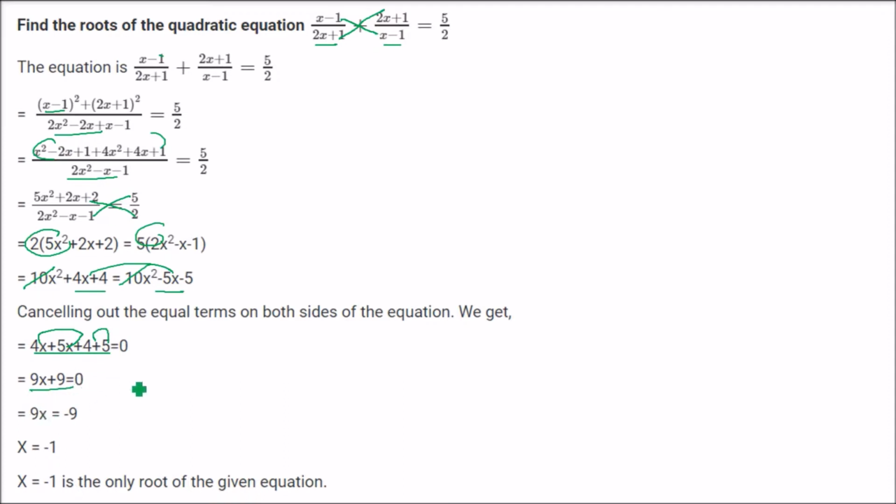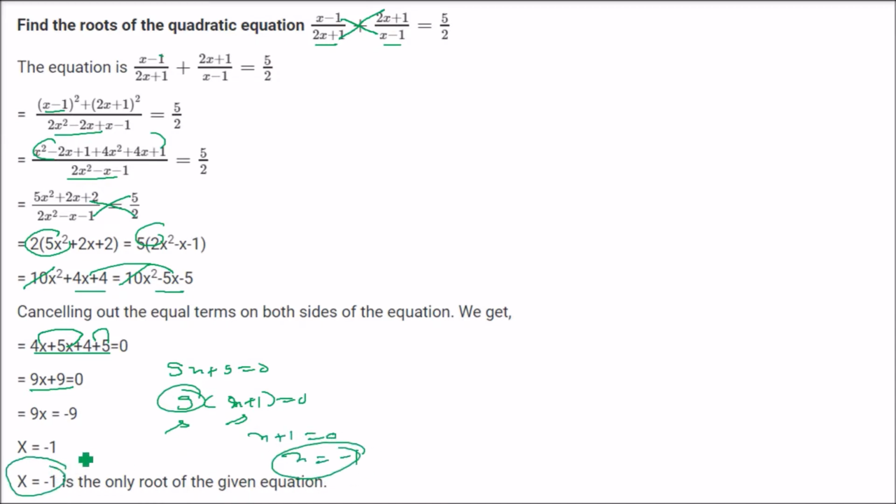So 9x plus 9 equal to 0. You can take 9 common, this is 9x plus 9 equal to 0. 9 common, x plus 1 equal to 0. Either 9 is 0 or x plus 1 equal to 0. 9 is not 0, so x plus 1 is equal to 0. x becomes minus 1. This minus 1 is the only root of this quadratic equation.